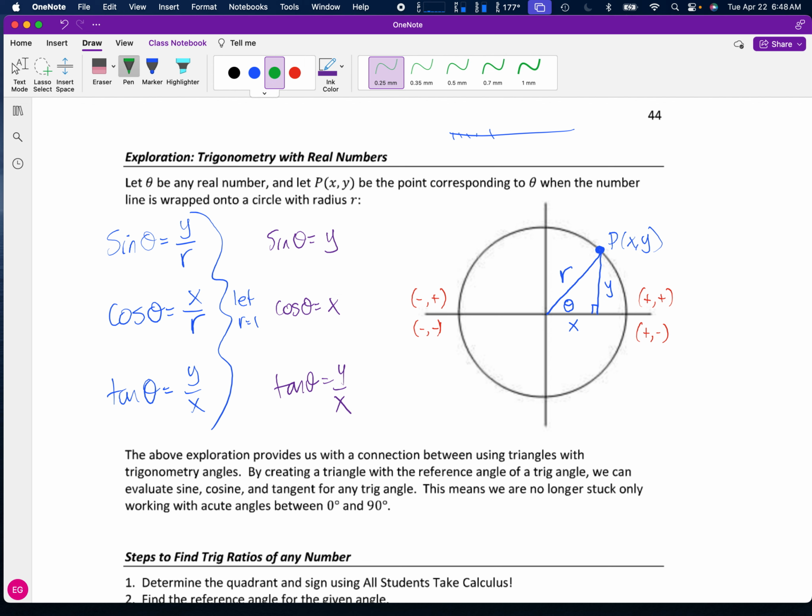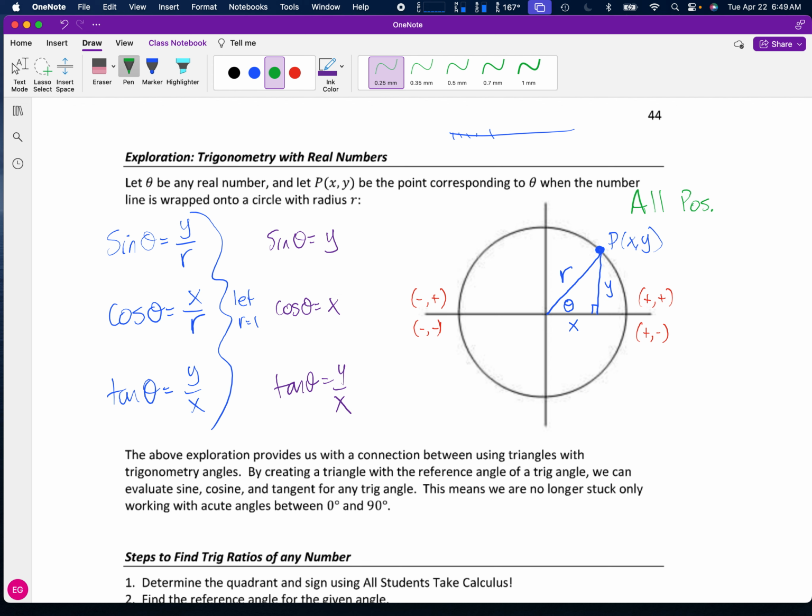So if we use that and connect back to sine, cosine, and tangent, if we're in the first quadrant where x's and y's are positive, that means that sine will have to be a positive number because y is positive. Cosine will have to be a positive number because x is positive, and tangent will have to be a positive number because y over x, positive over positive, is still positive. So in this first quadrant, all trig functions are positive, okay?